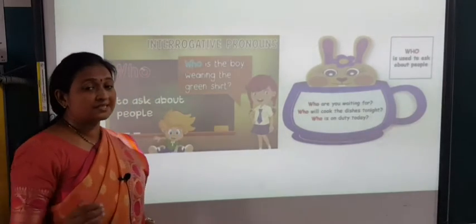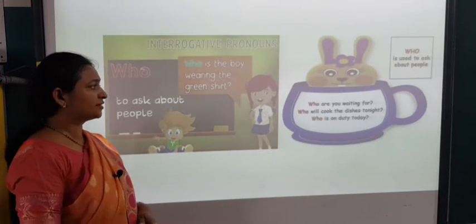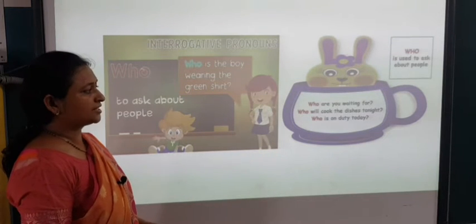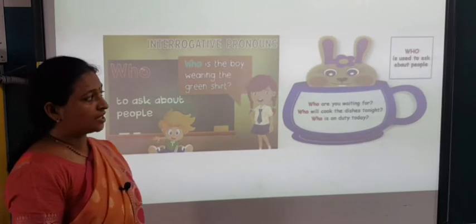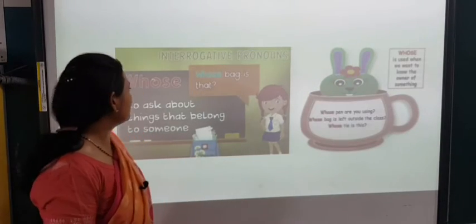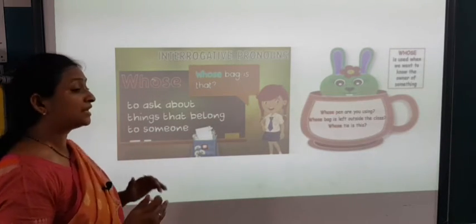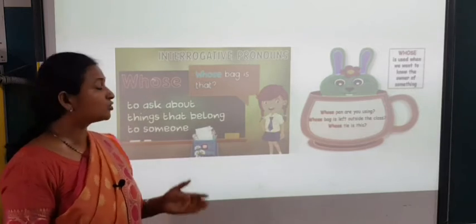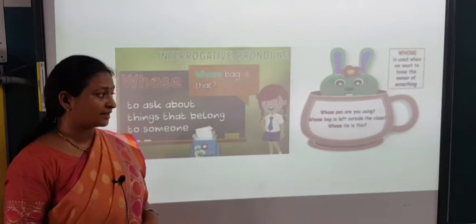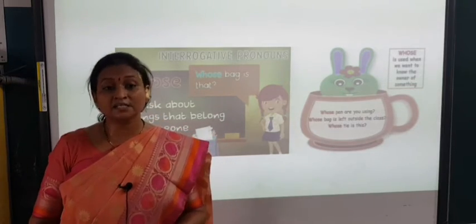Now, in that we will first take who. Who is to ask about people. Who is the boy wearing the green shirt? Who are you waiting for? Who will cook the dishes tonight? Who is on duty today? So these are some of the examples of who. Then we have whose. Whose bag is that? Now it is used to ask about things that belong to someone. Okay, when it is belonging to some person, we use whose. Whose pen are you using? Whose bag is left outside the class? Whose tie is this? So in all these cases, whenever we show belongingness, it is whose.